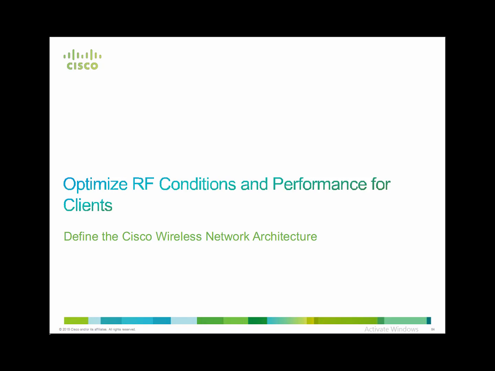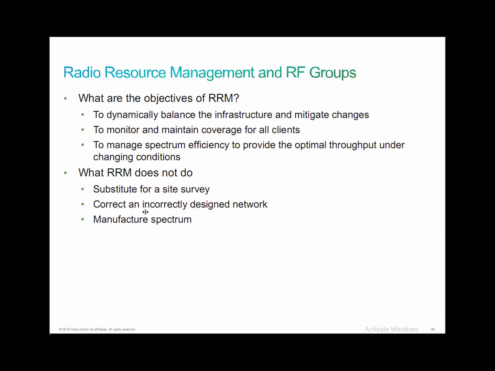So once we complete this particular lesson, we'll be a little bit more familiar with things like radio resource management, radio frequency groups, Cisco CleanAir technology, Cisco band select, client link technology, and just all of the different techniques that we use to optimize our radio frequency conditions and provide peak performance for our wireless network. You can see how this would be a pretty critical thing in the wireless environment. And Cisco does this very, very well. I would venture to say better than most vendors out there.